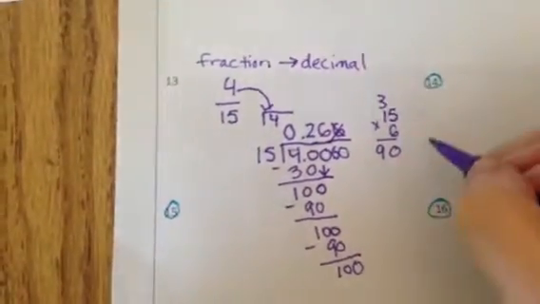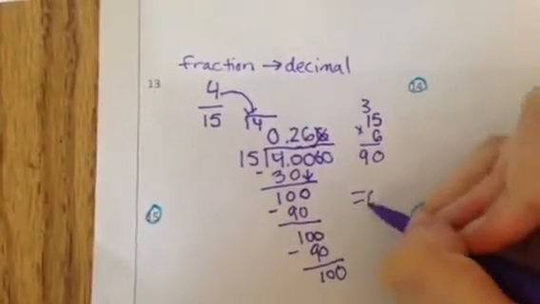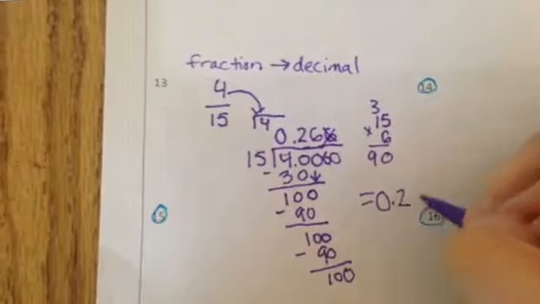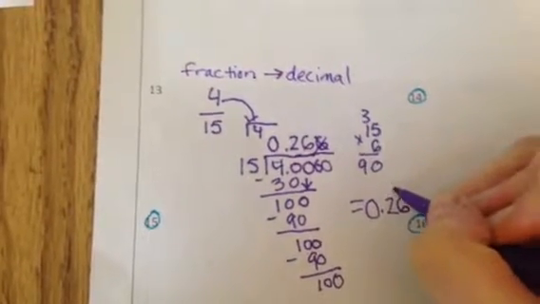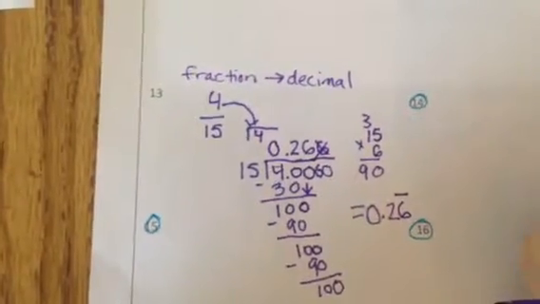we would write this as 0.26, and then we put a line over the number that repeats. So I'm going to put a line over this 6.